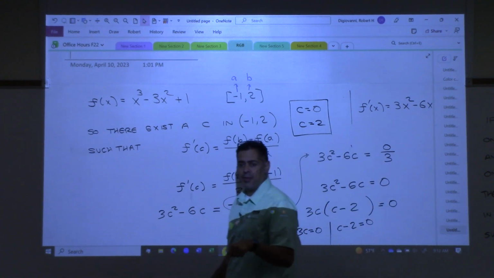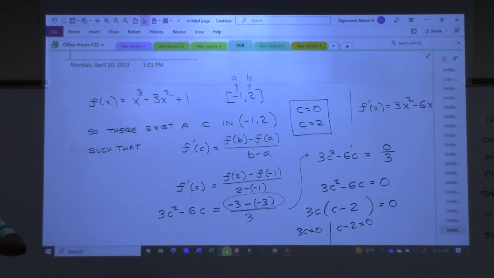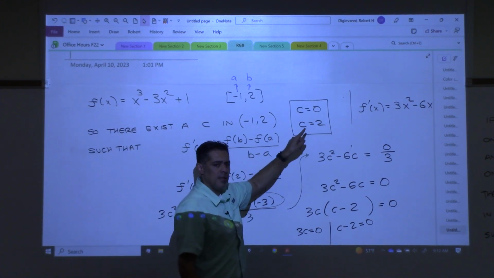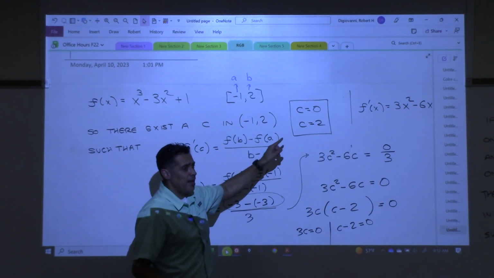The mean value theorem says that there's at least one point in there where the slope of the tangent line is equal to the slope of the secant line. And we're saying here that these are the two places it happens. See, the mean value theorem guarantees you at least one place, right? But this is saying we found two places.